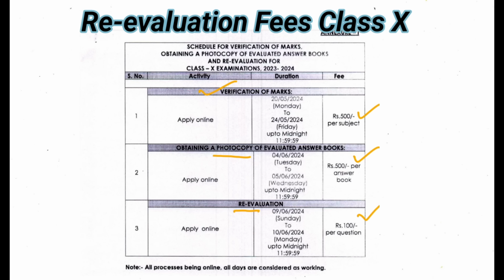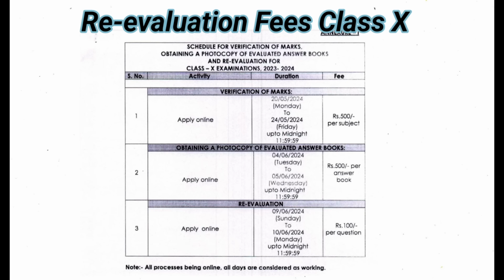Means after obtaining the answer sheet, you find some errors in 3 questions. Then you have to enter those particular question numbers, like question number 10, 18 and 20. These 3 questions are having the problem, then they will be charging you 300 rupees, means 100 rupees per question. This is for class 10.